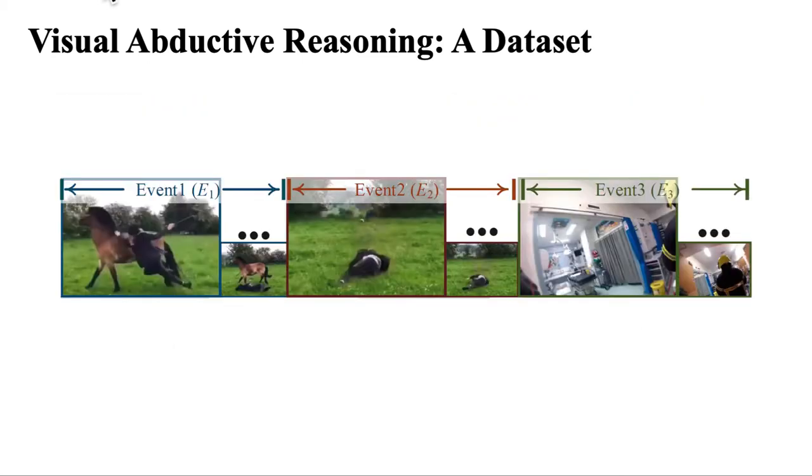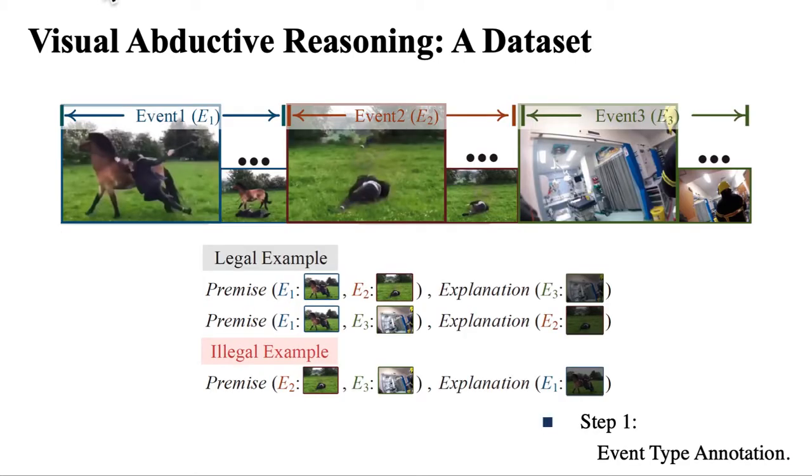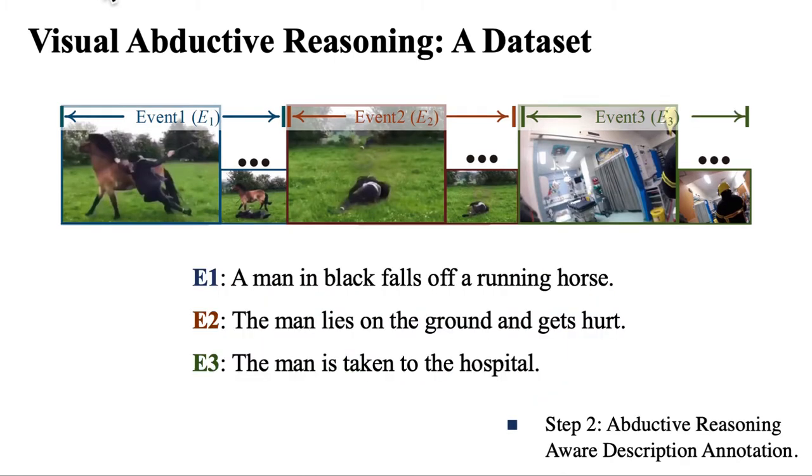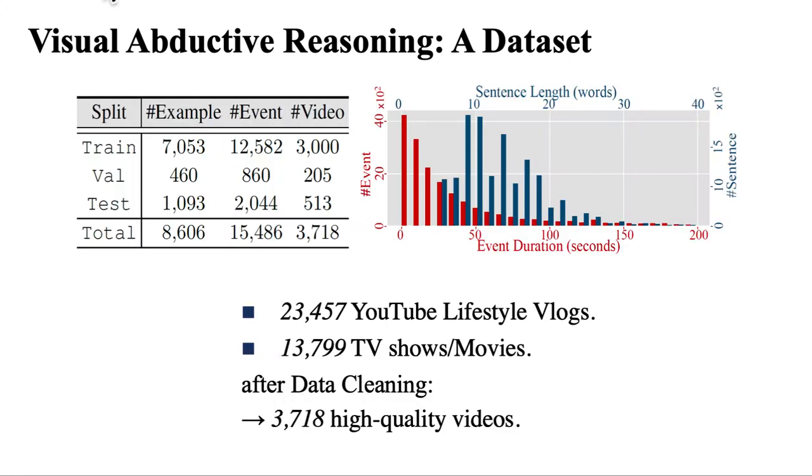Accordingly, the VAR dataset is built. We select logically related events by human experts for further annotation. The first step is to annotate the type of each event and derive legal examples. Then, the next step, we annotate all the events with abductive reasoning-oriented descriptions, and that means some detailed descriptions, like the color of the man's clothes, are ignored.